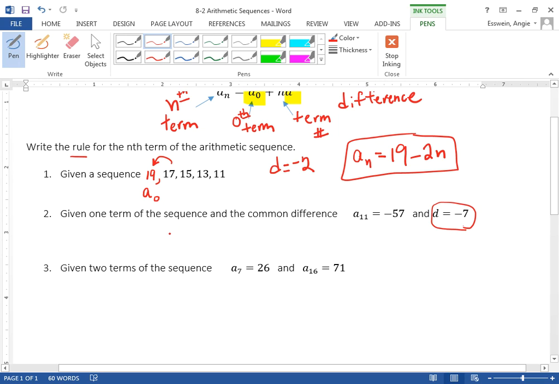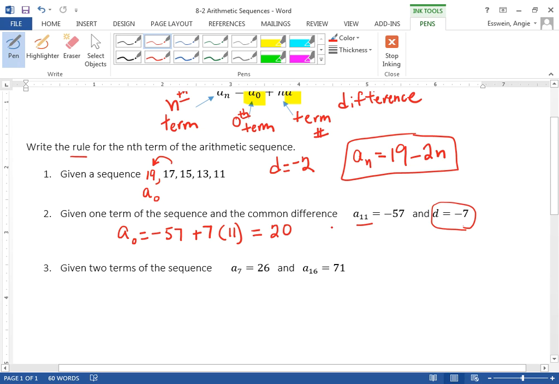You would add 7 11 times. So you would start with -57, and you would do the opposite of subtracting 7. You would add 7 because you're going backwards, and you would do it 11 times because you were given the 11th term, and you want to work backwards. So you're going to add 7 11 times to -57. And so if you do the math there, you'll get 20. And so a sub 0 equals -57 plus 7 11 times is 20.